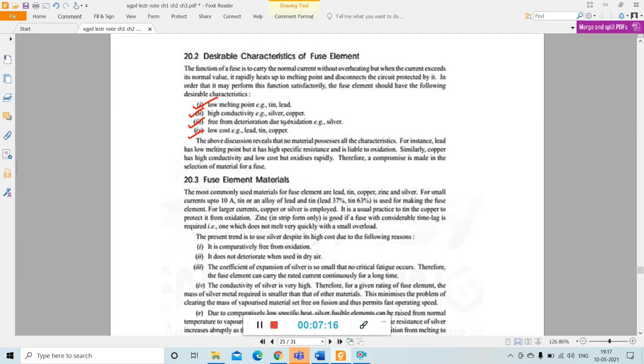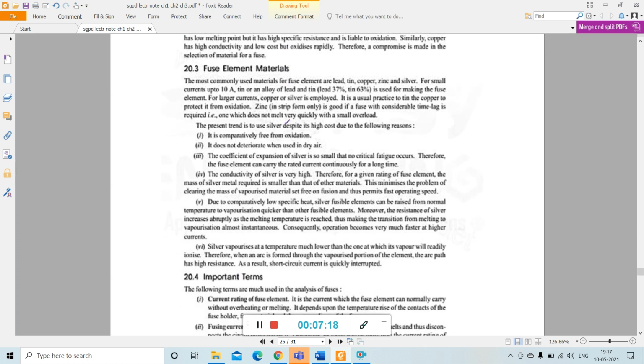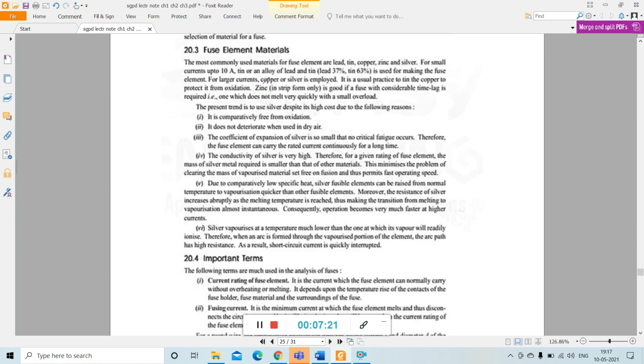Okay, so the next is fuse element material. What materials should we use as a fuse element? The most commonly used materials for fuse element are lead, tin, copper, zinc, silver. For small current up to 10 ampere, tin and alloy of lead and tin are used. Alloy means it is the combination of lead and tin material. Lead is 37%, tin is 63%. This is used for making the fuse element for current up to 10 ampere. For larger current, copper or silver is employed.